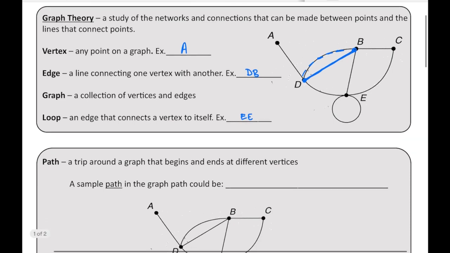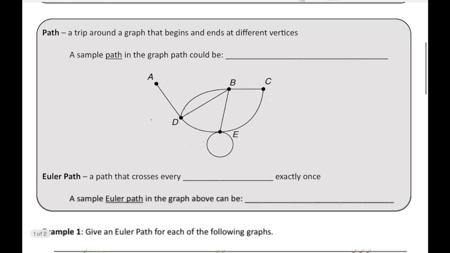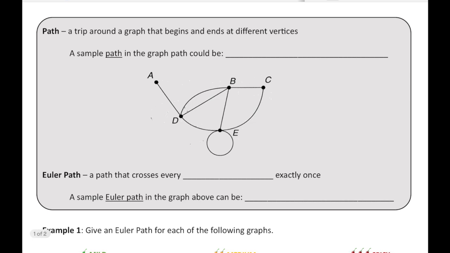Now specifically, we're going to be looking at things called paths and circuits. A path, for us, is going to be a trip around the graph that begins and ends at a different vertex. One such example, we could start at A, go to D, go to B, and go to C. That represents a path. And I would indicate this by the order of the vertices: A to D to B to C. That's just a simple path. It's one way of going through a set of vertices.